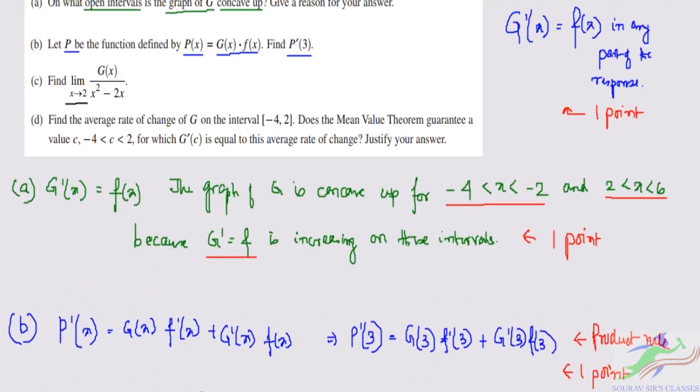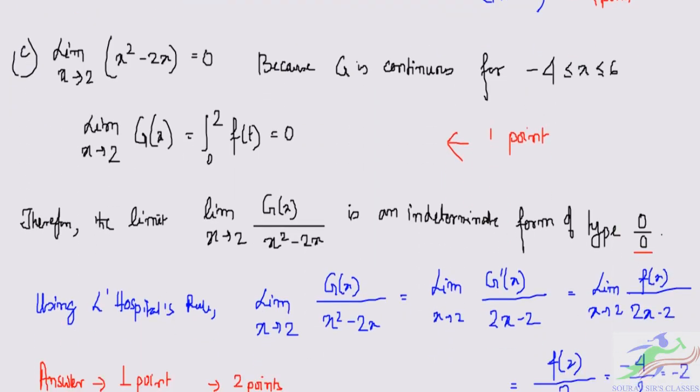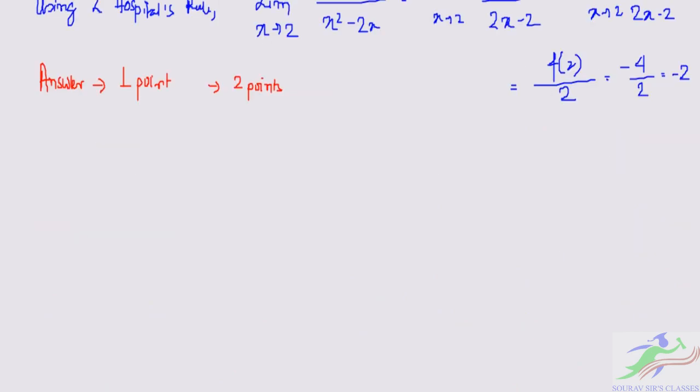Now let's see what part D is saying. We have 4 parts in this question. Part D is asking: find the average rate of change of g on the interval minus 4 comma 2. Does the mean value theorem, the MVT, guarantee a value c, where c is between minus 4 and 2, for which g prime of c is equal to this average rate of change? We have to justify this answer. So let's solve part D. It's part 4 actually.